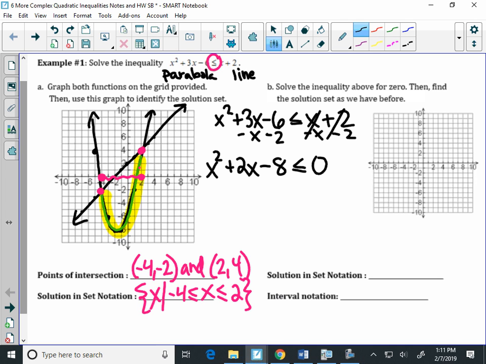minus 8. So now this looks a lot like what we did yesterday. I have a quadratic, an inequality symbol, and 0. In order to graph this, I need to factor. I need to find the x-intercept. So how do I factor the left-hand side here? What two numbers multiply to -8 and add to 2?